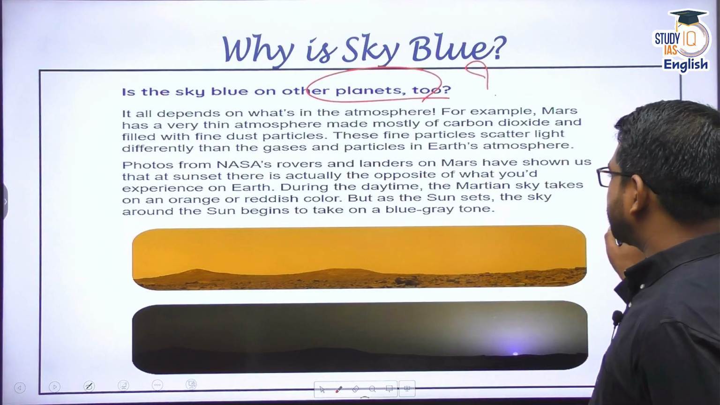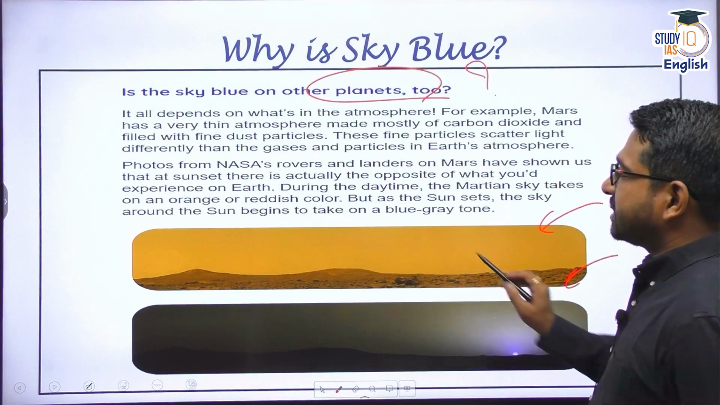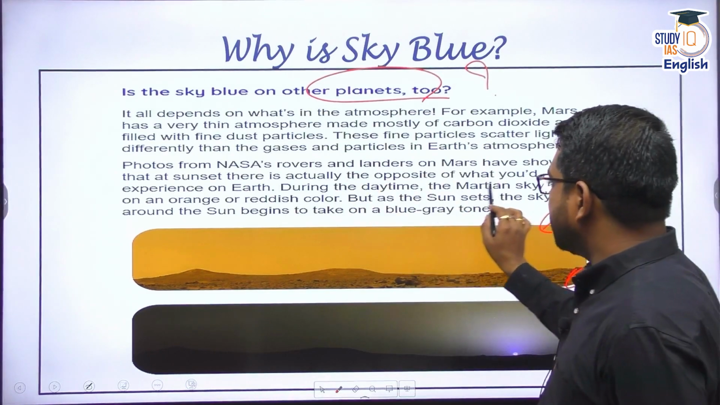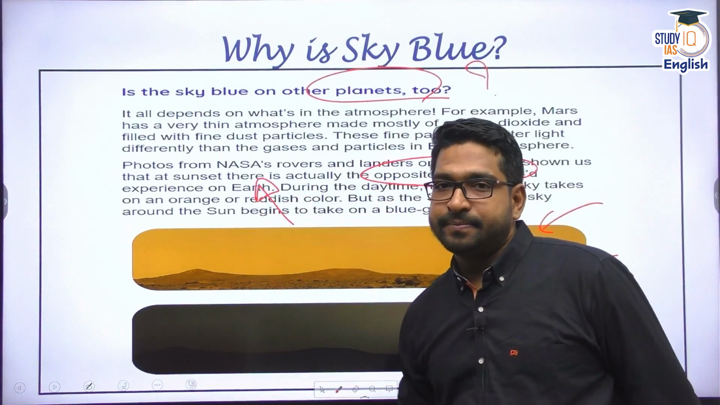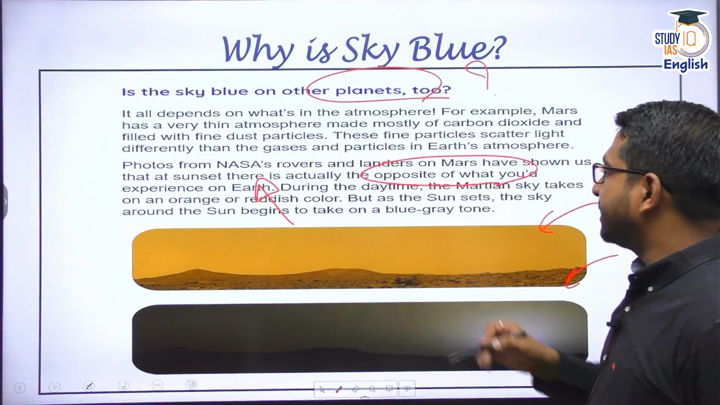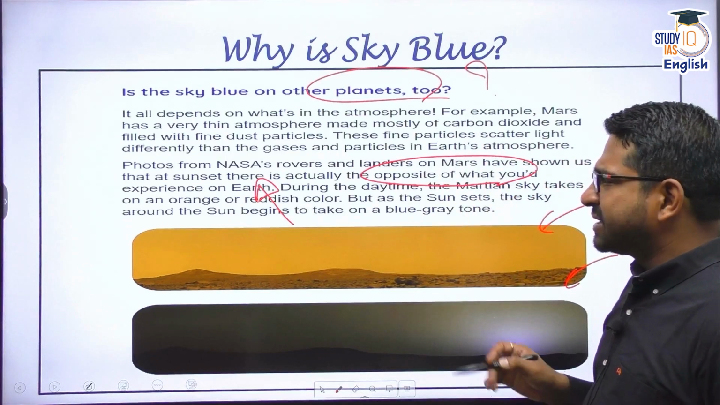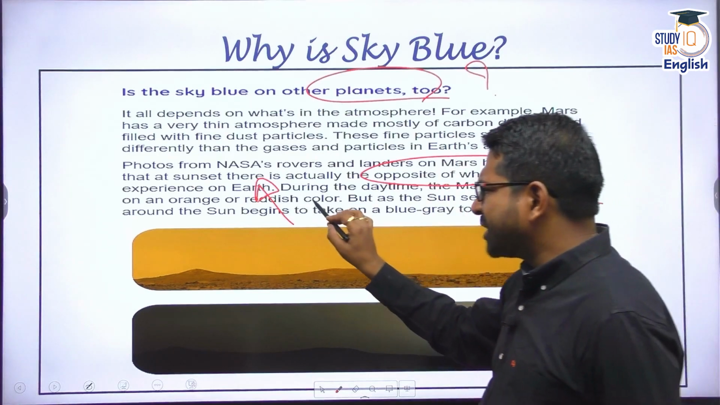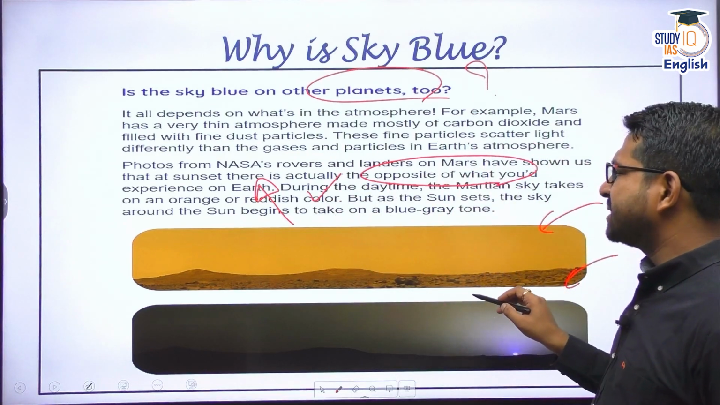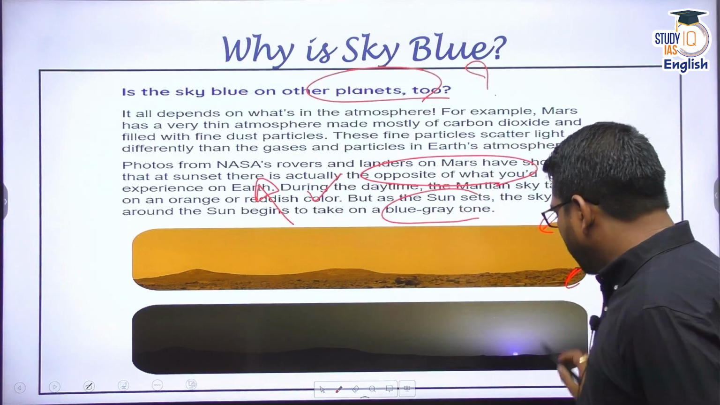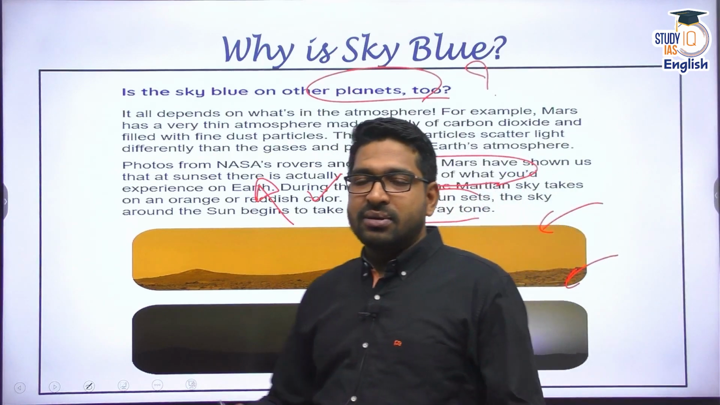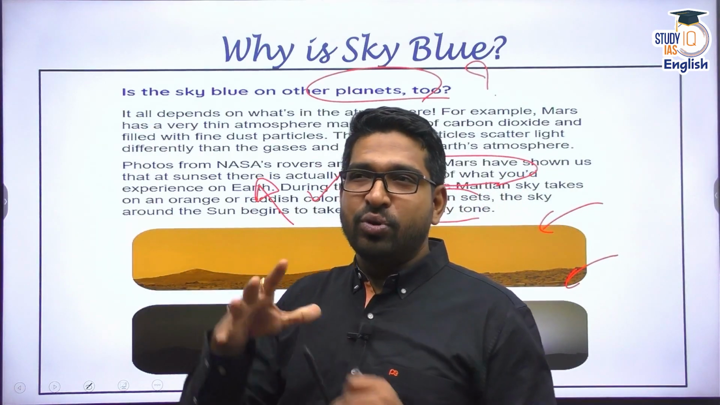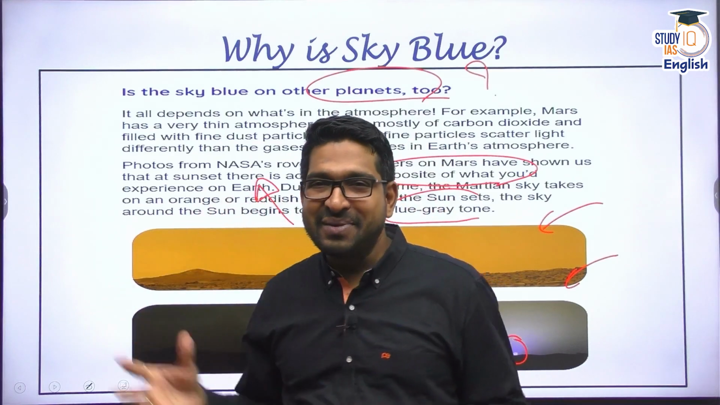Now these are some of the pictures of Mars. They have shown that the sunset there is actually the opposite of what you would experience on Earth. All right. During the daytime, the Martian sky basically takes a reddish or orangish color, but the sunset sky has a bluish tinge. So what we see on Earth, its reverse has been pictured from Mars.